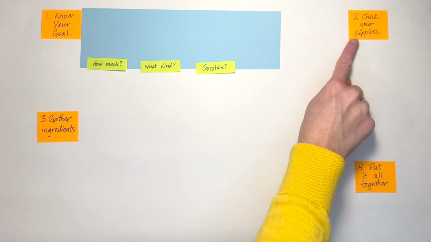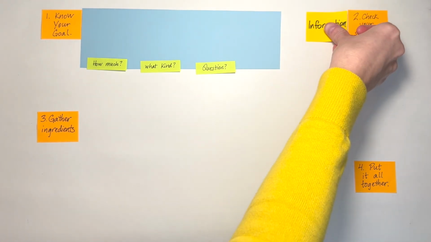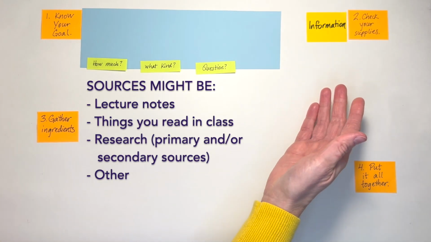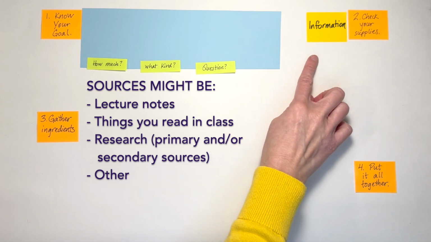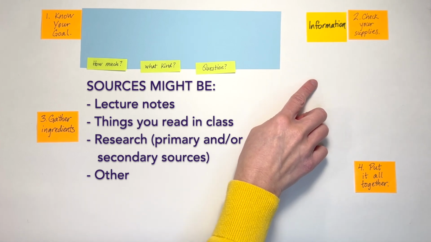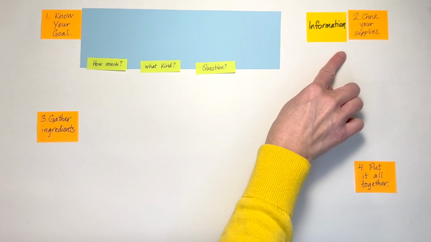Step 2, we're going to check our supplies. For a paper, our supplies are information, and in particular, we're looking for information from our sources. Now, depending on your assignment, your sources might be lecture notes or things you've read in class. They might be research that you're supposed to do outside of class or something in between. So in a minute, we'll look at some examples of how to list out the information so you see what you have to work with.